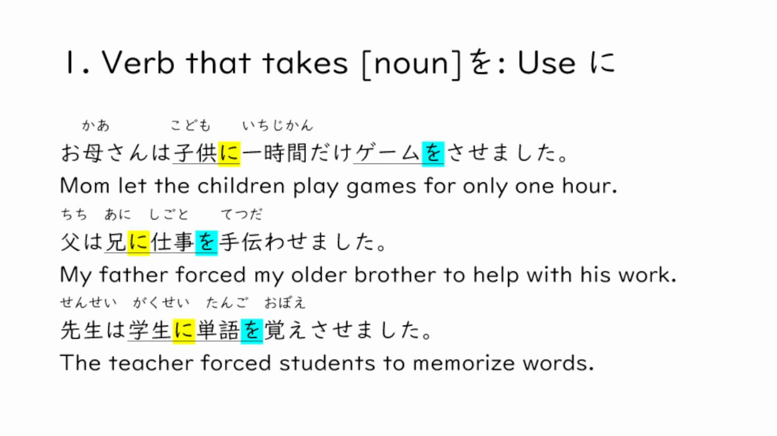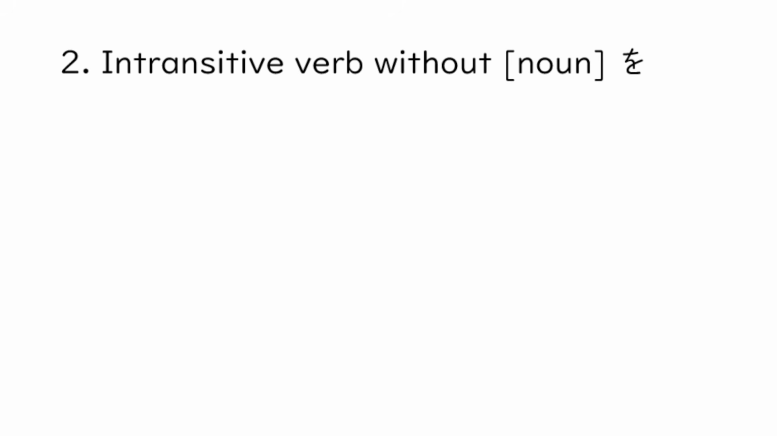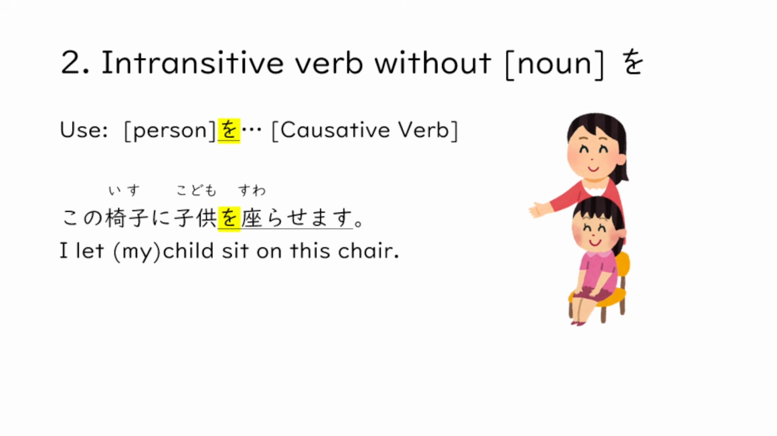Let's move on to the next case. When you are using an intransitive verb which does not have the noun plus o pattern, then use o following the person who does the action. Let's look at an example. この椅子に子供を座らせます。I let my child sit on this chair. But be careful, depending on the context, this could also mean I make my child sit. So causative forms can carry both a gentle let feeling and a stronger force meaning.